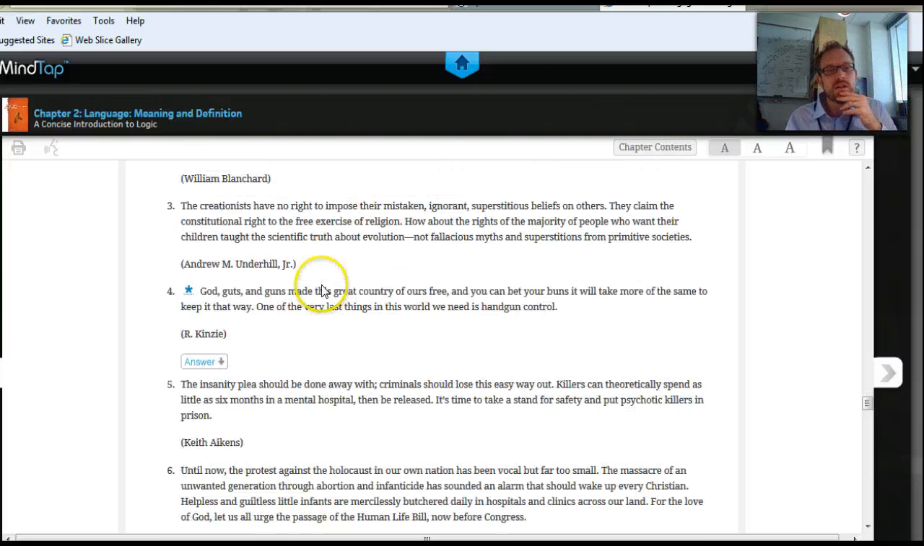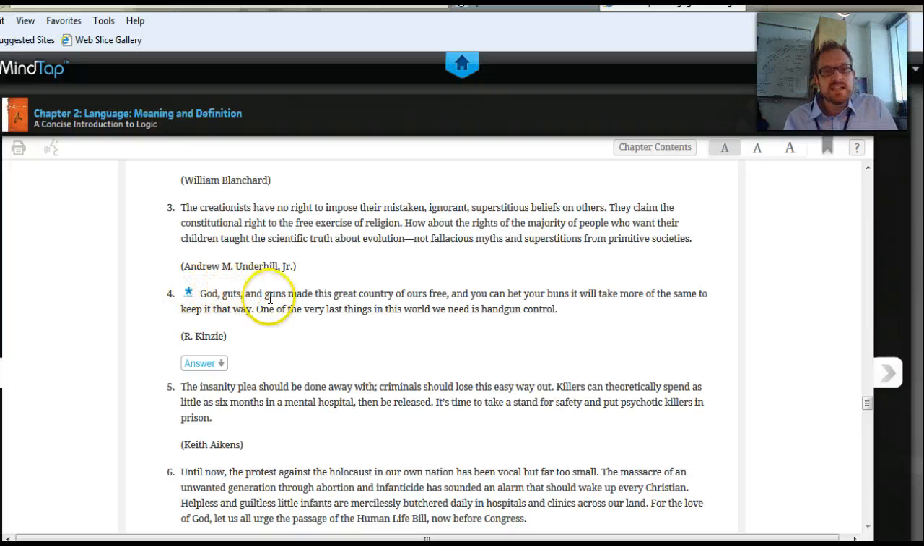Let's take a look at one last one. God, guts, and guns made this great country of ours free, and you can bet your buns it will take more of the same to keep it that way. One of the very last things in this world we need is handgun control. Clearly the emotive language is built around the value assumption that gun rights should be protected, and that there's a constitutional history of it and so forth, is how they're arguing it, right?